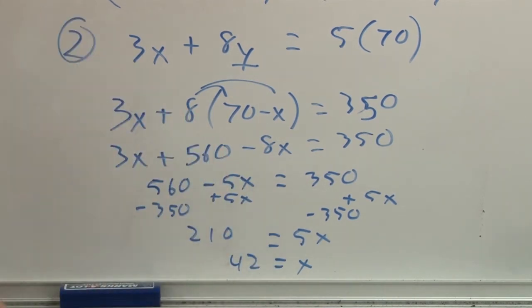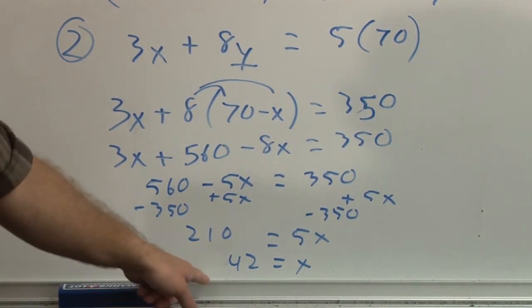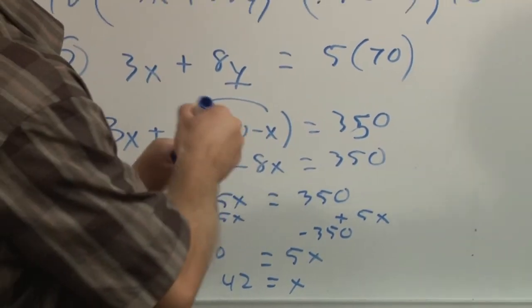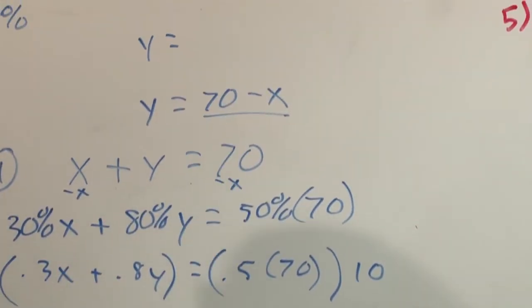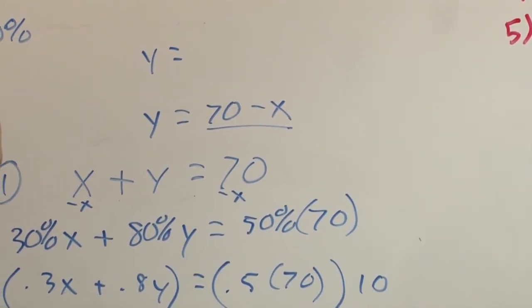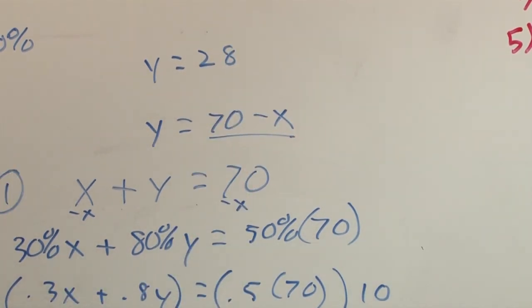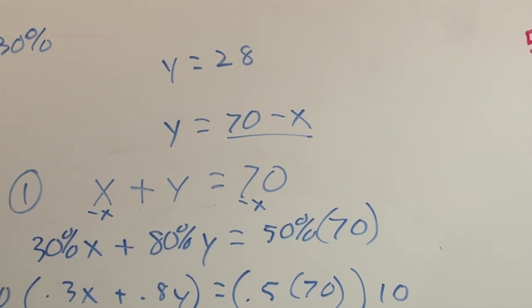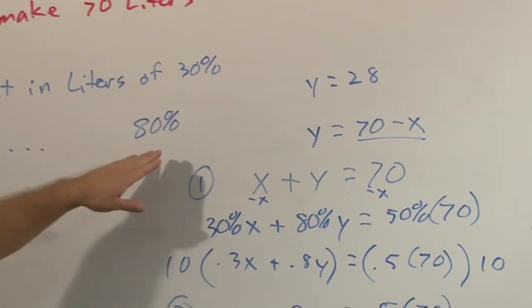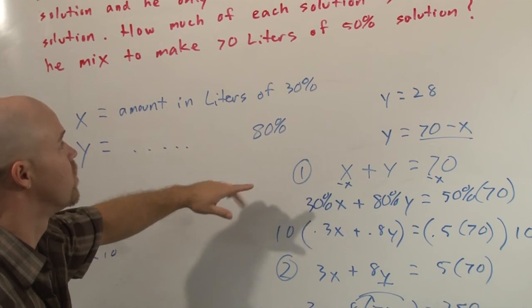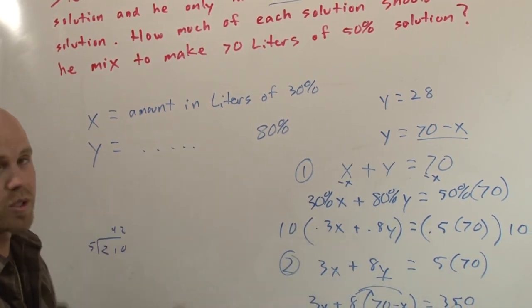So if we were to interpret these results now, because we've solved for our variable, if we know x is 42, we plug in x as 42 here, we're going to say that y is going to equal the remaining, which is an 8 and a 2, so we're going to say there's only 28. So interpreting these results, we must have mixed 42 liters of 30% solution and 28 liters of 80% solution in order to get 70 liters of that 50% solution.